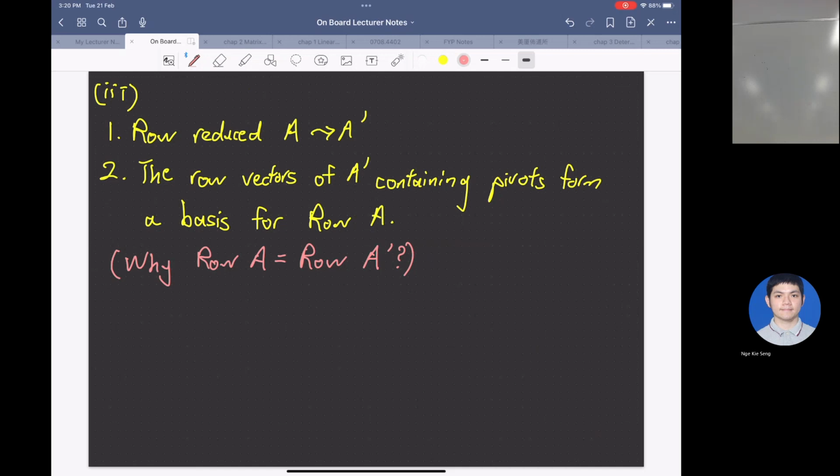And so this is the main difference between row A and col A. For col A you need to pick from the original matrix. For row A no need, you can pick from the reduced one.